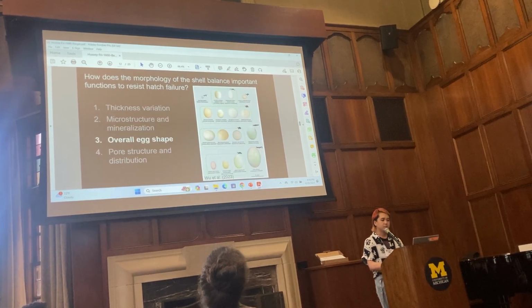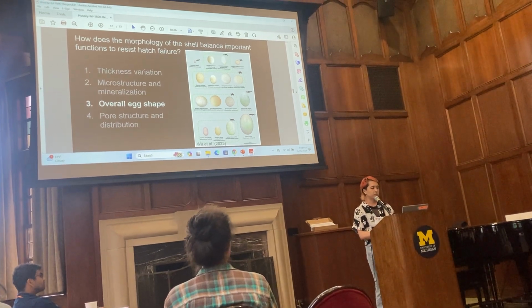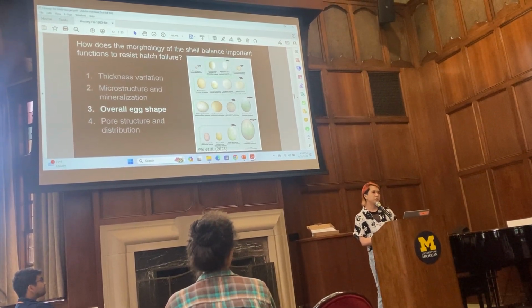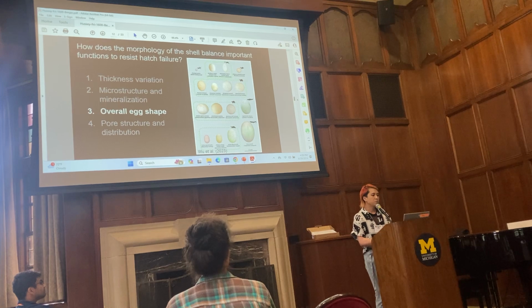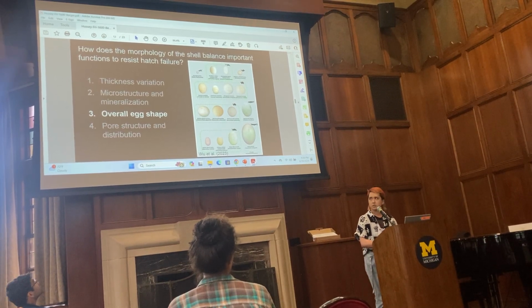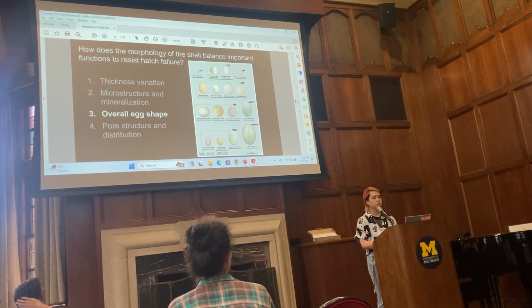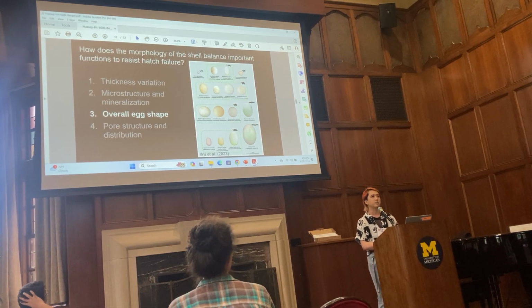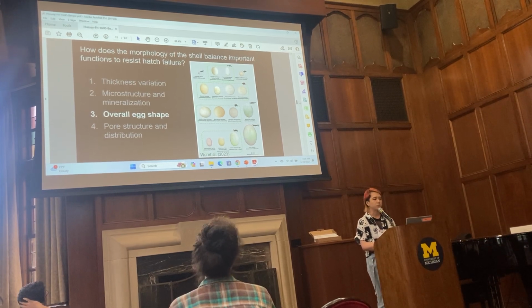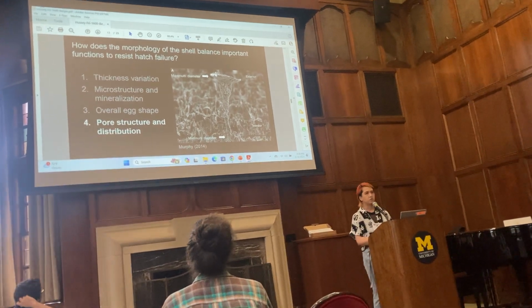The overall egg shape is of interest to me. The different axes of variation are different amongst non-avian versus avian reptiles. Avians, of course, you've got your asymmetry going on that you don't have in non-avian reptiles, but what we do have going on in non-avian reptiles is that element of softness, that deformity that can happen in shells that aren't rigid. And the last thing I was looking at is the pore structure and distribution.